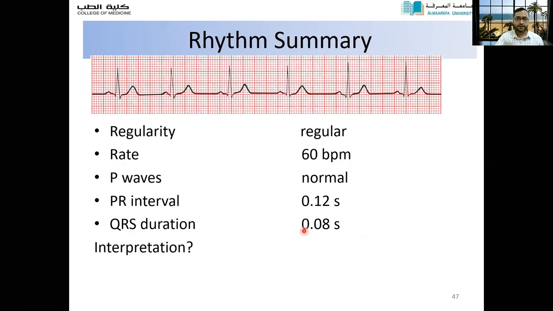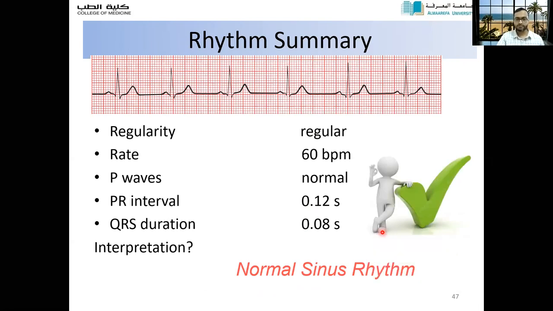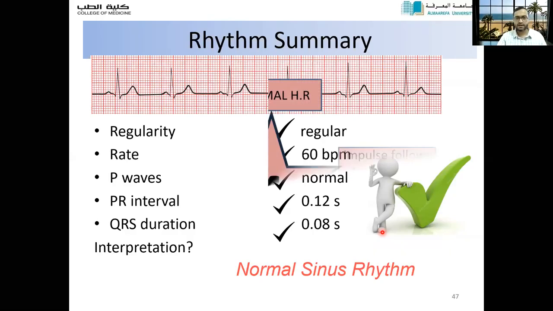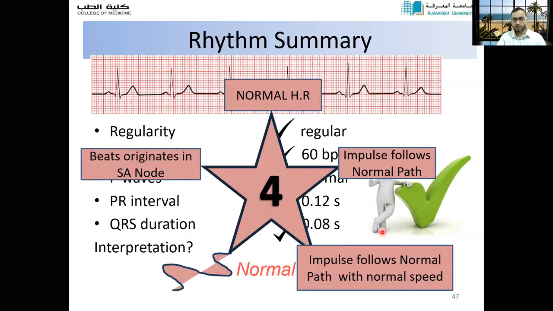What is your interpretation? Interpretation will be normal sinus rhythm. It's not normal rhythm, it's a normal sinus rhythm. This word is important here. So what we got now is a checklist, a very important checklist if you want to diagnose an arrhythmia. If everything is within the range, this confirms that this is a normal sinus rhythm. By doing these 5 steps, we have confirmed that the beats originate in the SA node.